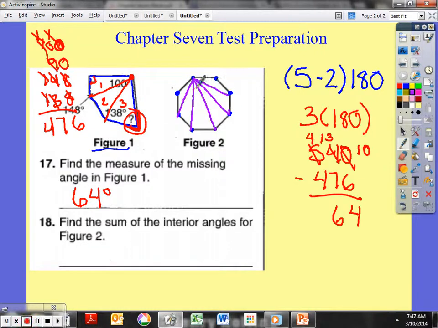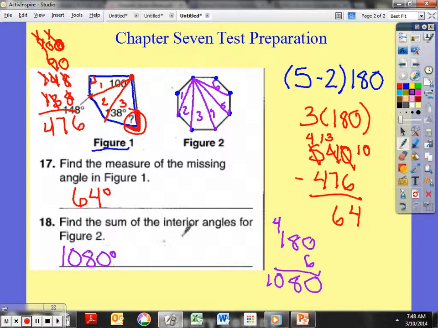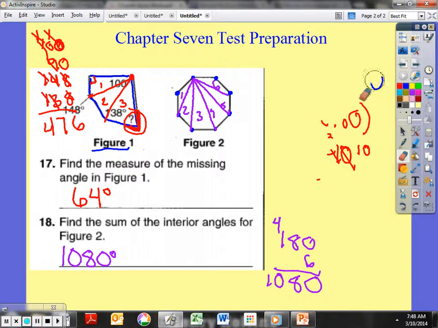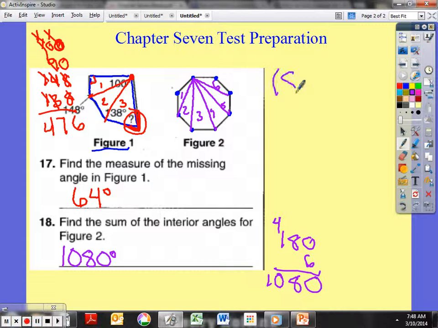Once I've done this, I've noticed I've split this octagon into 1, 2, 3, 4, 5, 6 triangles. We know that in each triangle there's 180 degrees, so 180 times 6 gives 1,080 degrees. So 1,080 degrees is my answer. Also, I can go back and use the algorithm that we talked about. Because I have 8 sides, the n would be 8, n being how many sides there are in that polygon. So n, or 8 now, minus 2, times 180. I can see I still end up with the 6 times the 180.